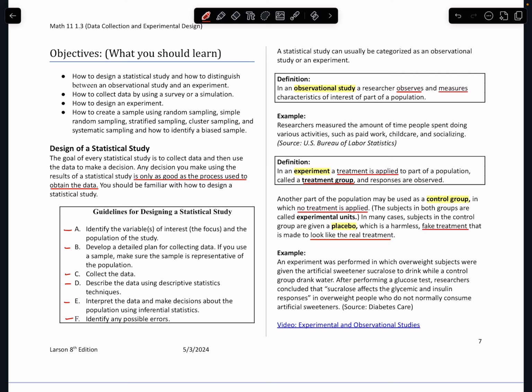So the example it gives here, an experiment was performed in which overweight subjects were given the artificial sweetener sucralose to drink while a control group just drank water. So after performing a glucose test, researchers concluded that sucralose affects the glycemic and insulin responses in overweight people who do not normally consume artificial sweeteners. Okay, so again, one of them were given the sweetener and a control group just drank water. Right? One group gets the treatment, the other group gets basically nothing, right? But they don't know that.